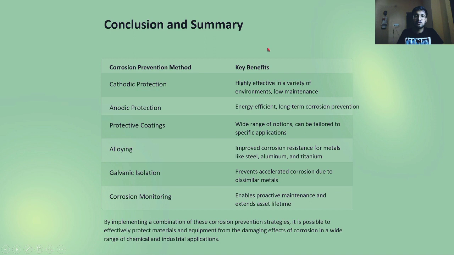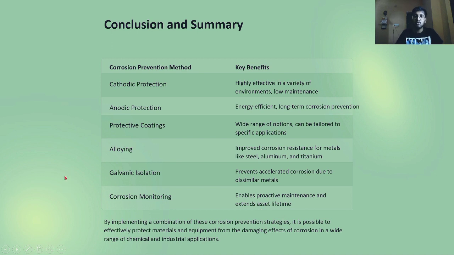Next, we have come to the conclusion of the video, in which I'll be listing all the prevention methods and the key benefits of it. It's basically a short summary. First, we have cathodic protection. This is highly effective in a variety of environments, low maintenance, and is usually used by many people. Anodic protection is energy efficient with long-term corrosion prevention. Protective coating: a wide range of options can be tailored to specific applications, allowing improved corrosion resistance for metals like steel, aluminum, and titanium. Galvanic isolation prevents accelerated corrosion due to dissimilar metals. Next, we have corrosion monitoring, which enables proactive maintenance and extends assets' life.